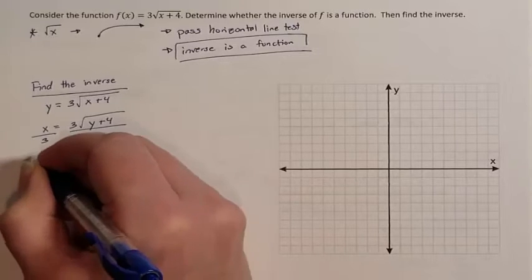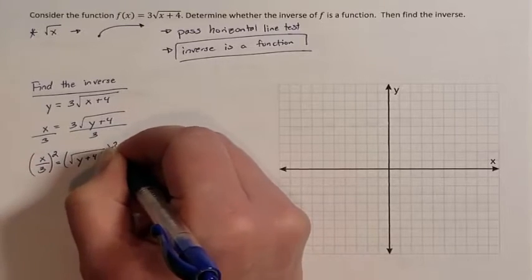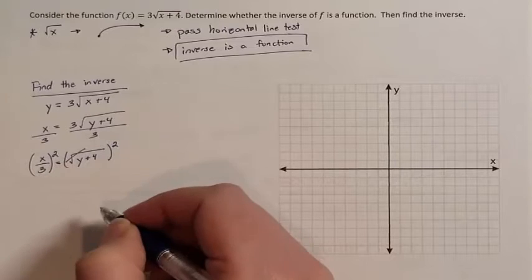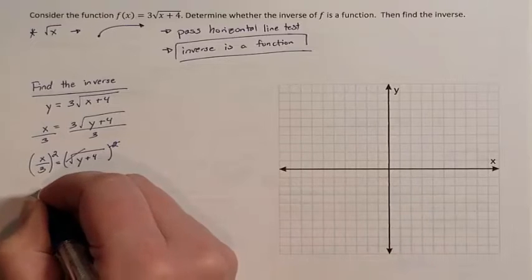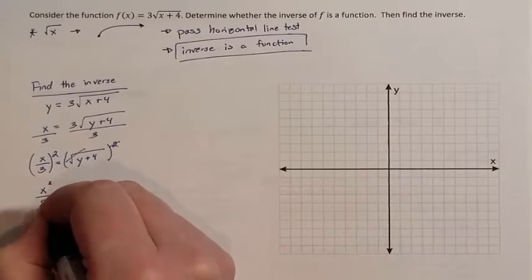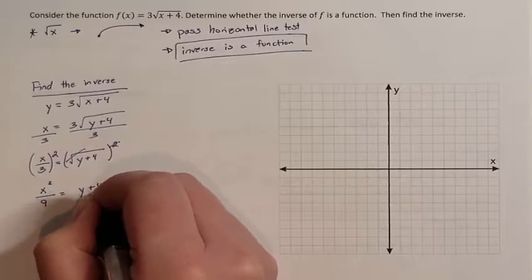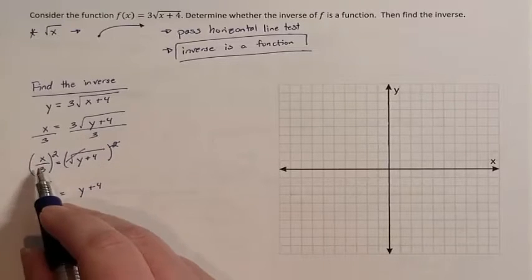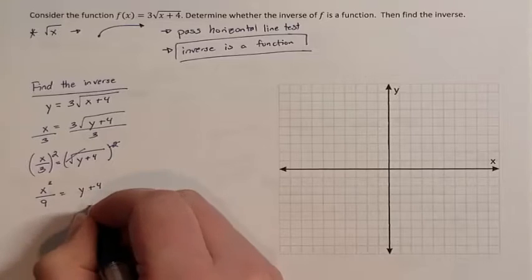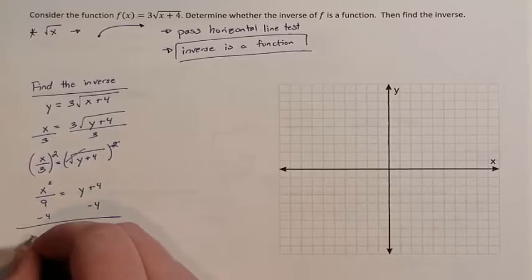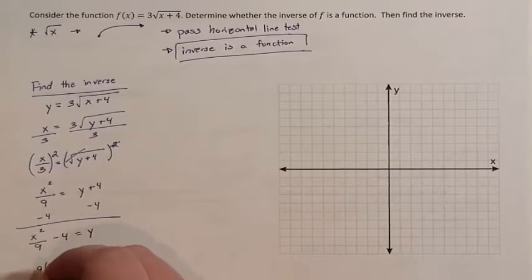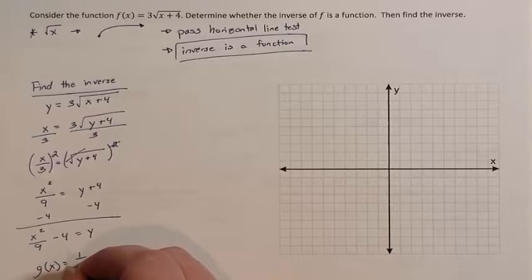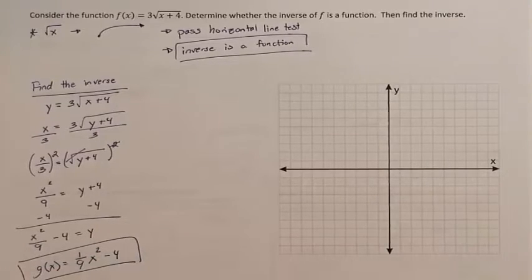If I have a square root, I need to raise that square root to a second power, because this exponent of a 1/2 and this exponent of a 2 multiply to 1, so they cancel each other out. So I have x squared over 9 equaling y plus 4, because x to the second power is x squared, and 3 to the second power is 9. Subtract 4 from each side. I have x squared divided by 9 minus 4 equaling y. So my g of x function is 1 over 9 x to the second power minus 4. This is my g of x function.